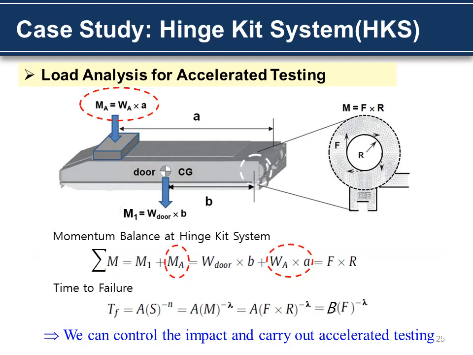This is a load analysis for the accelerated testing. Normally, the hinge kit system is subject to the door weight only. To increase the momentum of the hinge kit system, we add additional accelerated weight. Because the time to failure is dependent on impact force, by controlling it, we can carry out accelerated testing.